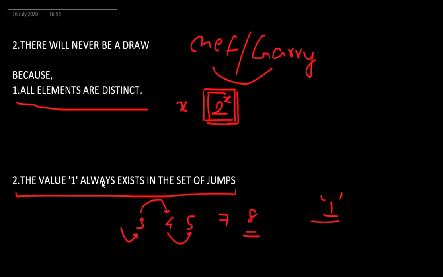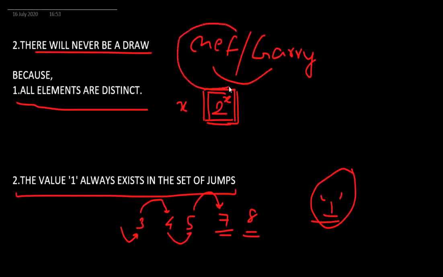So the maximum value in the stack is sure to be reached by either Chef or Gary, because 1 is always present in the set of jumps. So since this happens, we can assure that this value will be reached at some point of time. Hence, we will have a winner. So this shows that the game will never end in a draw. One of these two players will win this game.